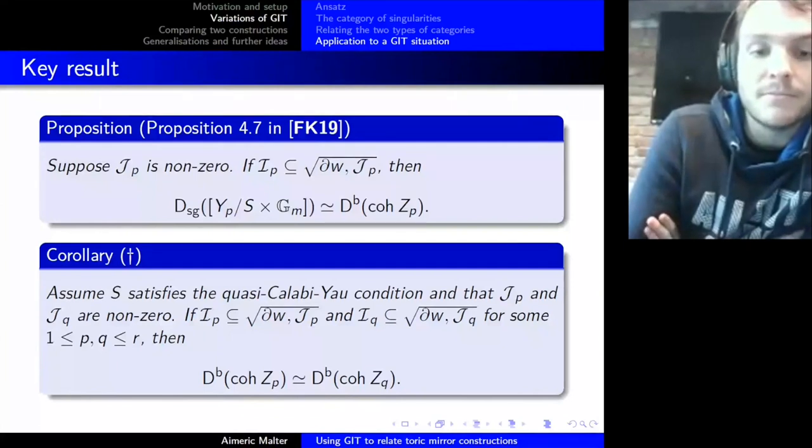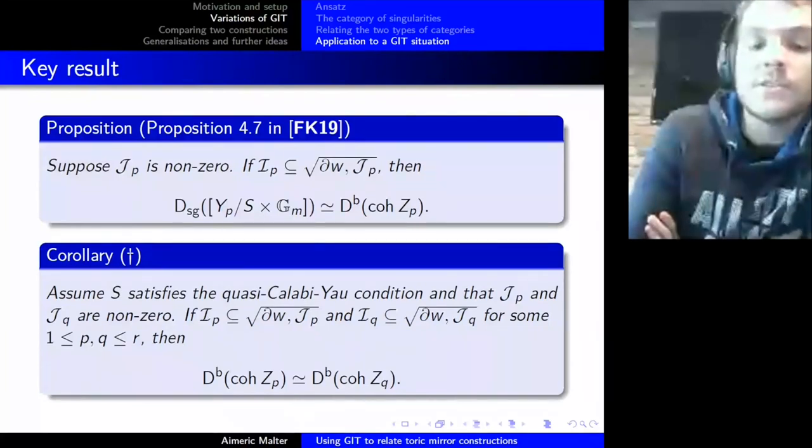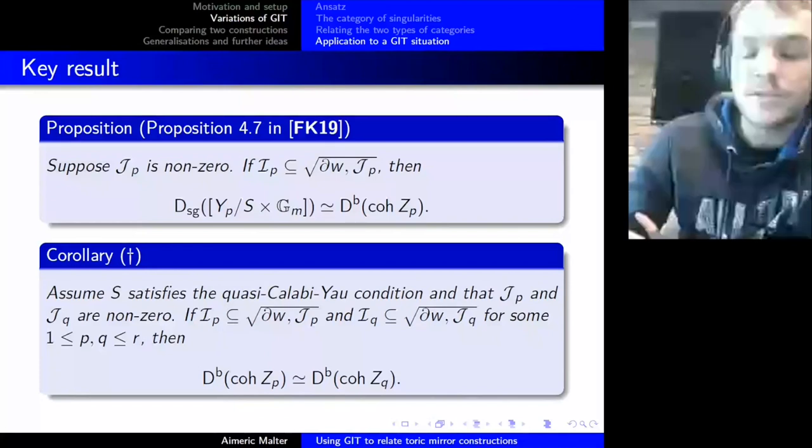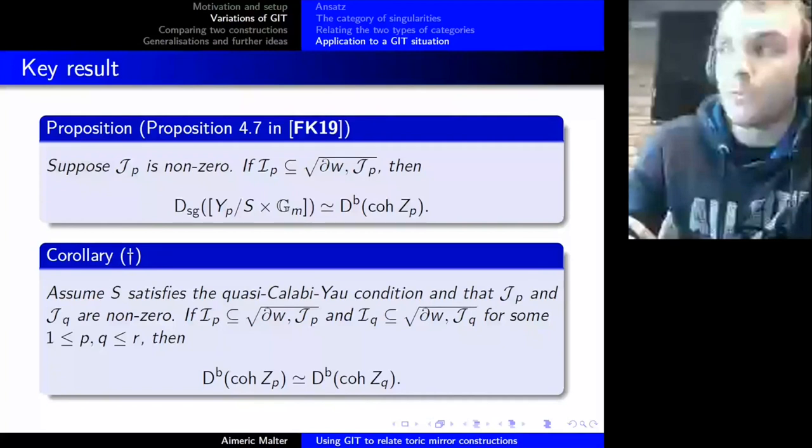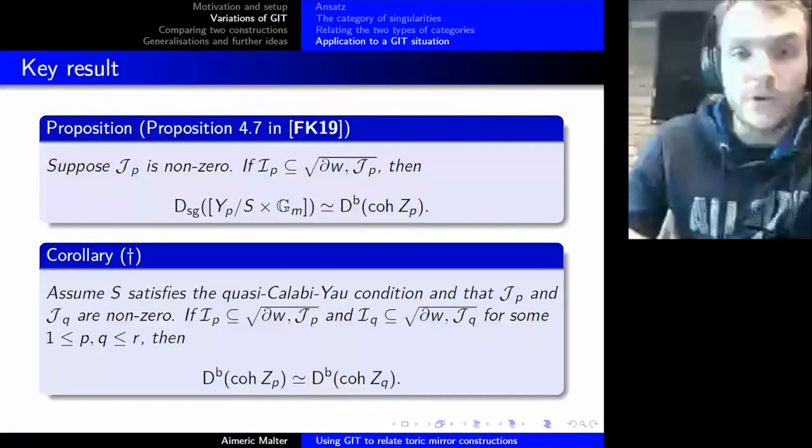As a little corollary of that, if we combine all the previous results, we get exactly the chain of equivalences. So if S is quasi-Calabi-Yau and JP and JQ are non-zero, then if we have the ideal containment conditions for two chambers, then we can actually find a derived equivalence between the categories of coherent sheaves of these complete intersections, simply by introducing these middle steps of the singular categories, which were in the picture. So that's the powerful result that I wanted to really talk about.